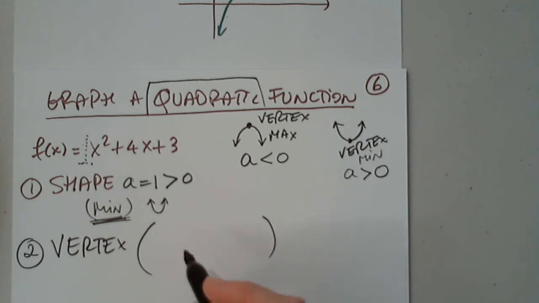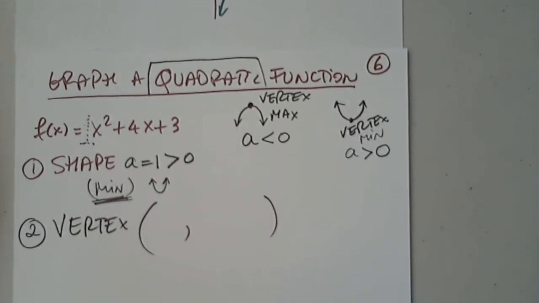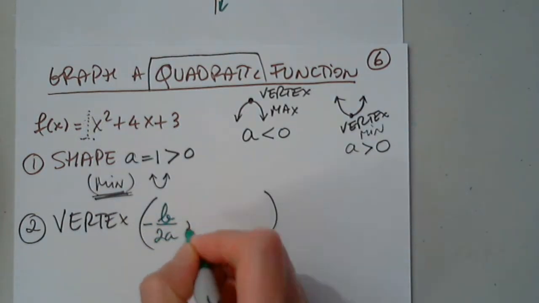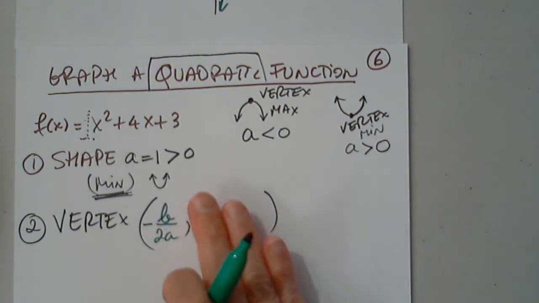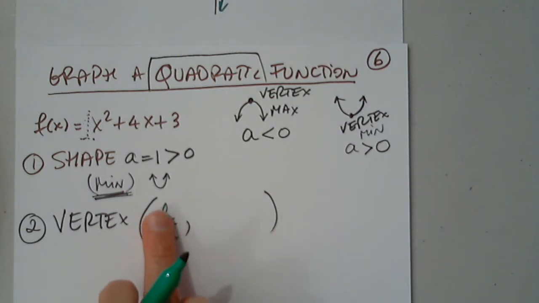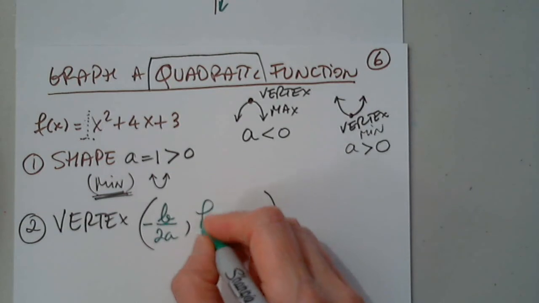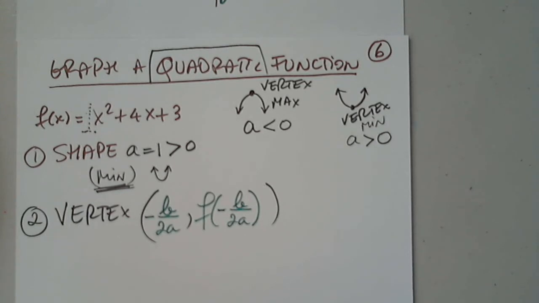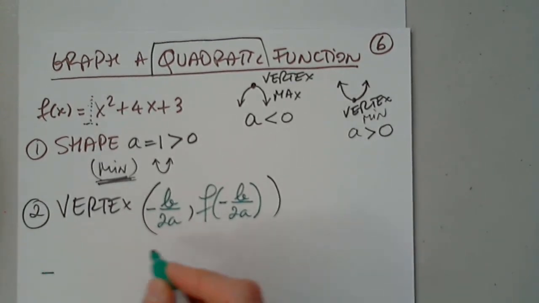Anyone remembers the coordinates of the vertex? How do we determine these? How do we get the x coordinate of the vertex? Minus b over 2a. Excellent. Negative b over 2a. Awesome. And how do I determine the y coordinate of the vertex once we have this? F of x. Yes, plug it in. Awesome. Very good. Negative b over 2a, f of negative b over 2a. Excellent.